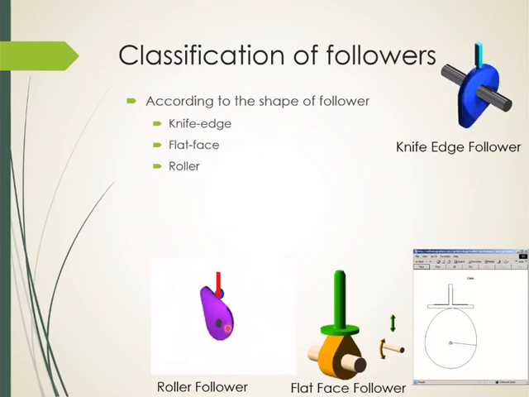So here we see the cam is continuously rotating while the follower which is in contact with the cam is in the shape of a roller. This type of follower will be called a roller follower.